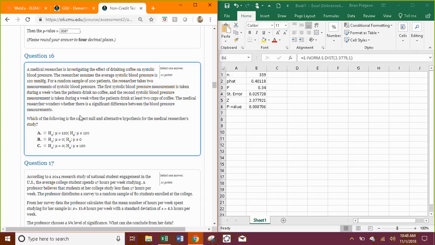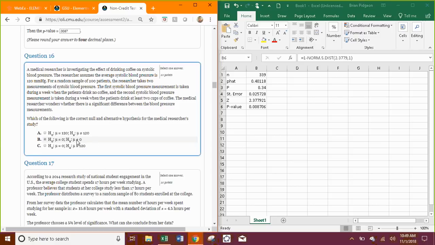So for a random sample of 200 patients, the researcher takes 2 measurements. The first systolic blood pressure measurement is taken during a week when the patient drinks no coffee. And the second systolic blood pressure measurement is taken during a week when the patient drinks at least 2 cups of coffee. The medical researcher wonders whether there is a significant difference, keyword here is difference, between the blood pressure measurements.